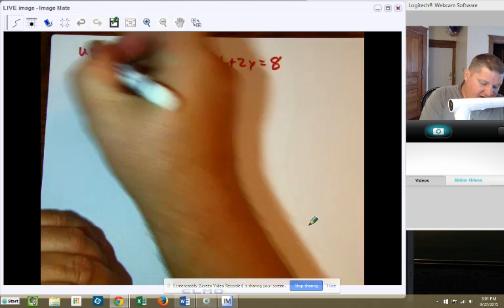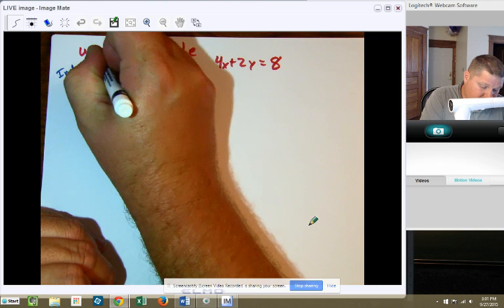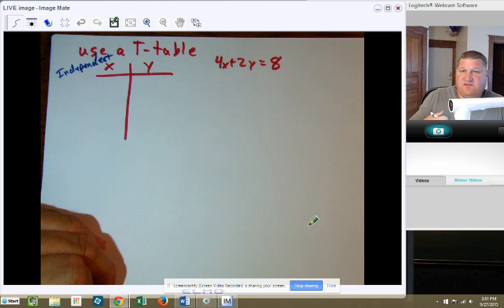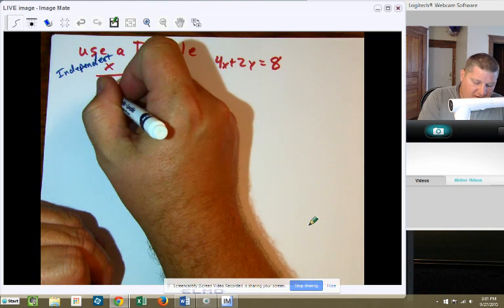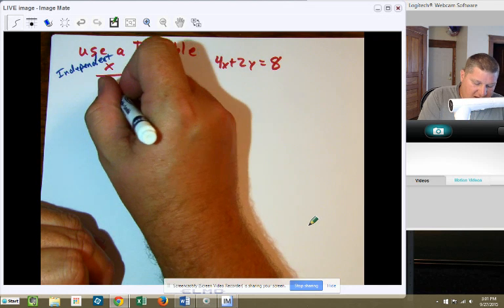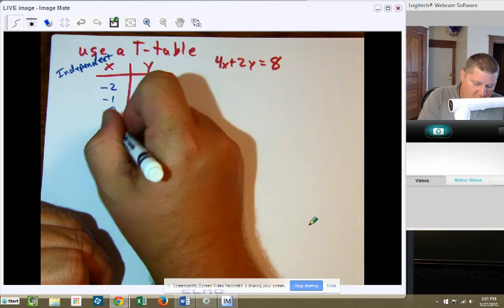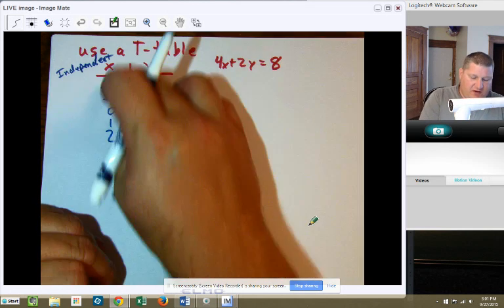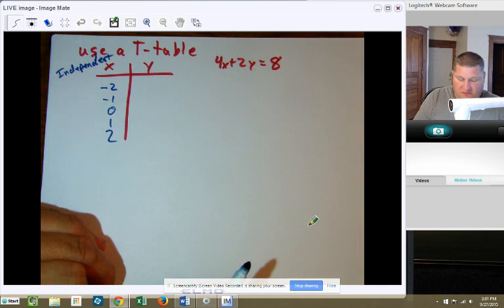We have x, which is called the independent variable. It is independent because I get to choose. You get to choose what you put in the independent variable. A lot of times we're going to choose -2, -1, 0, 1, and 2. That's a pretty common grouping. This way we have somewhere where it goes through the y-axis, and we have something a little bit to each side.